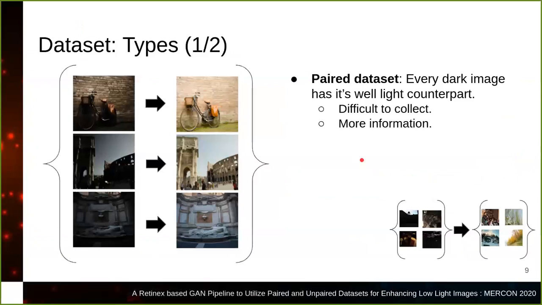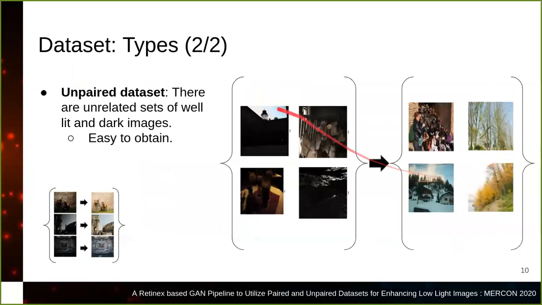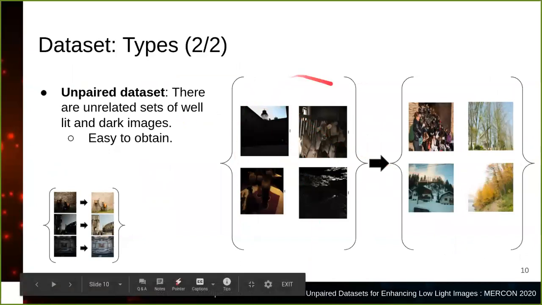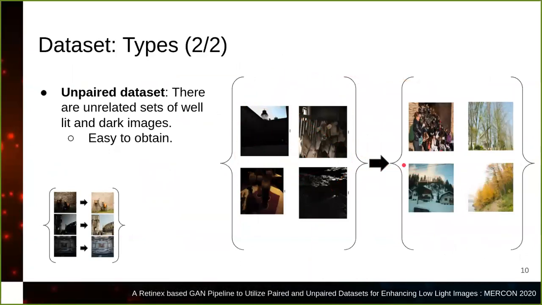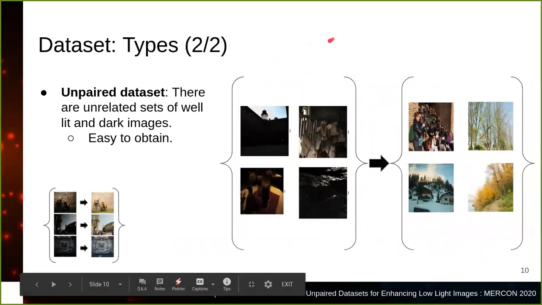Then let's look at the two types of datasets we are talking about. Paired datasets are when you have a low light image and a well lit image. They are difficult to collect because you have to wait several hours to get the low lit image of the same scene. But they have more information because you have pixel wise correspondence. Then we have unpaired datasets, which are a lot of well lit images and a lot of low lit images. These are easy to obtain, but not much informative. We need to use both of these.